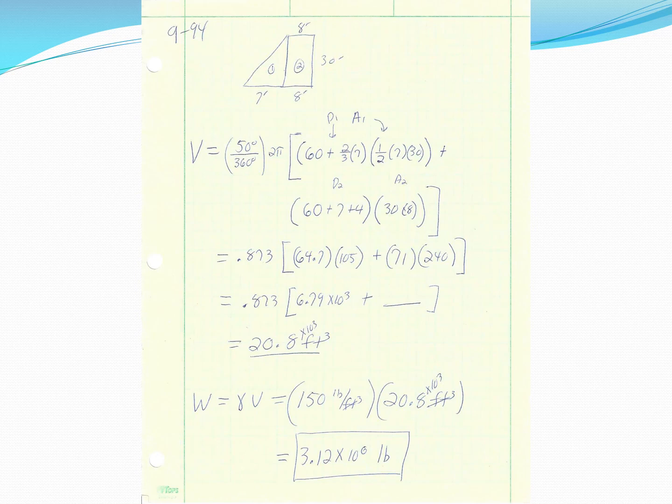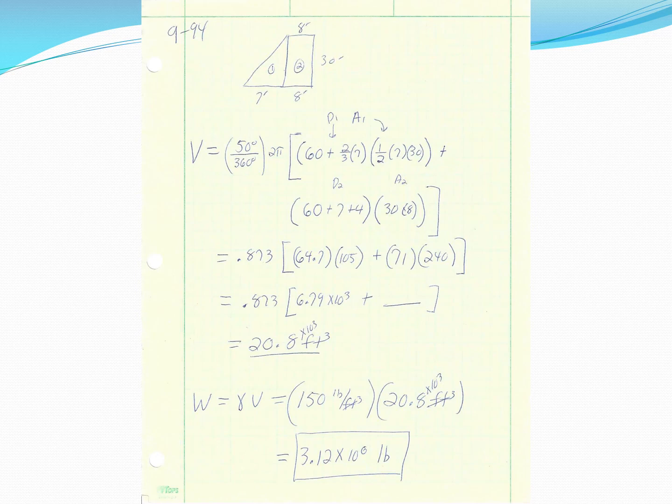When I plugged the values in, I got a little lazy and didn't put in that 71 times 240, but the answer at the bottom of 20.8 times 10 to the third cubic feet is the volume of that wall. You'll notice it's 50 degrees. You need it in radians, so I've converted the 50 degrees to radians by dividing by 360 and multiplying by 2 pi.